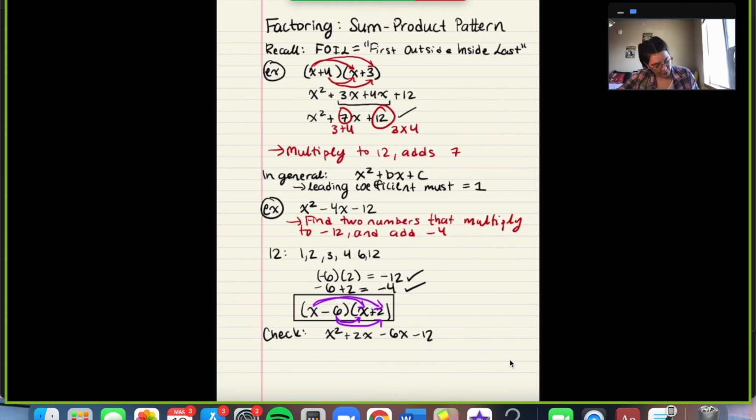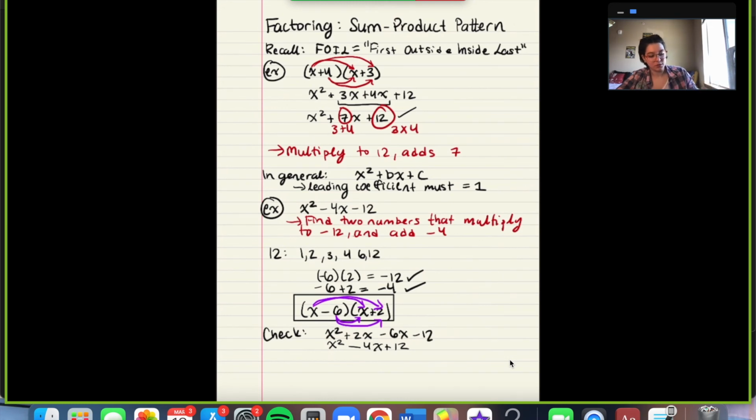And then if we combine our middle terms, we have x squared minus 4x minus 12. And indeed, we got back to where we started. Quick note, this should definitely say x squared minus 4x minus 12. Awesome.